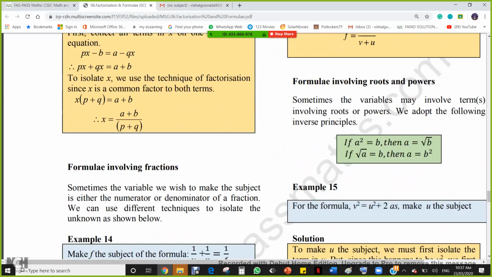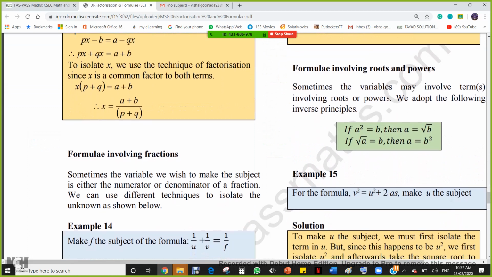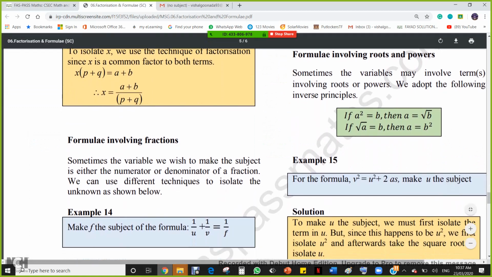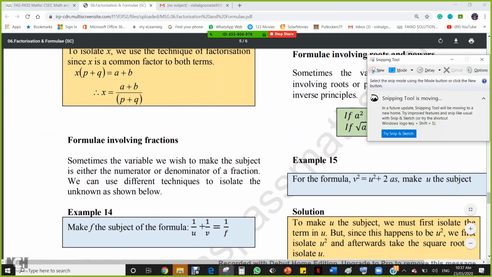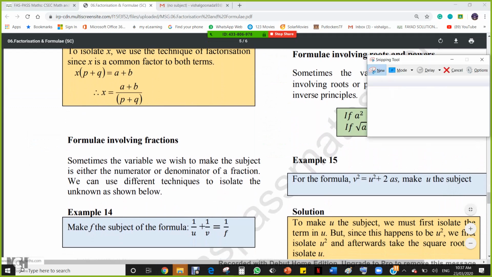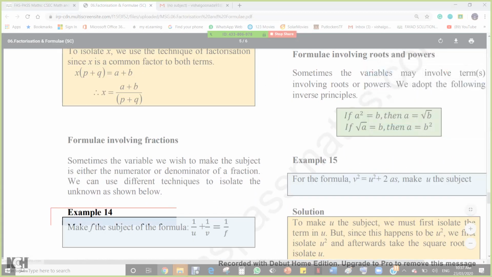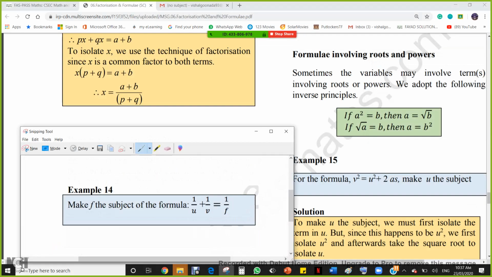The formula involving fractions now. So let's say we were given this one and we were asked to make f the subject of the formula now. Do you all want to give it a try? No, sir. Okay, all right.